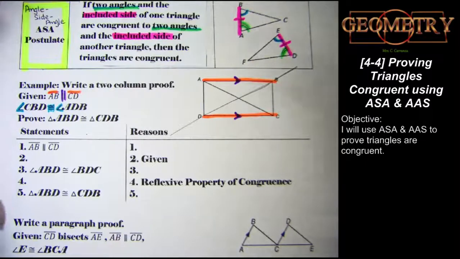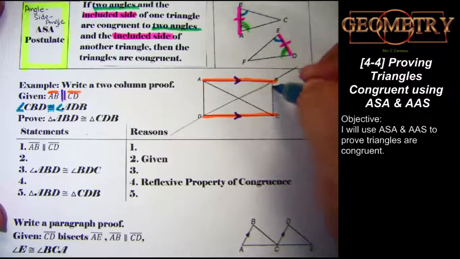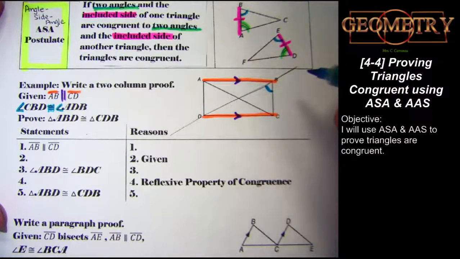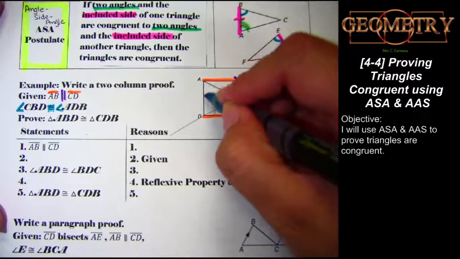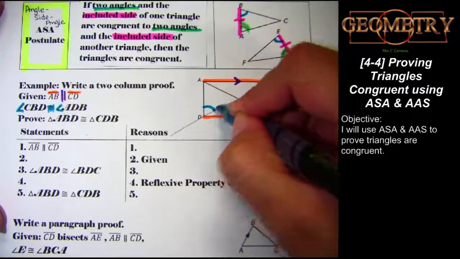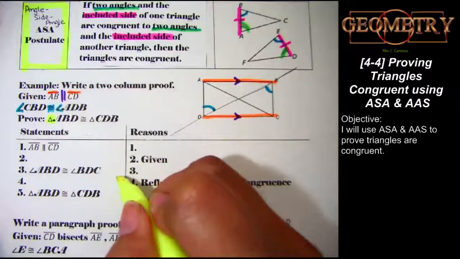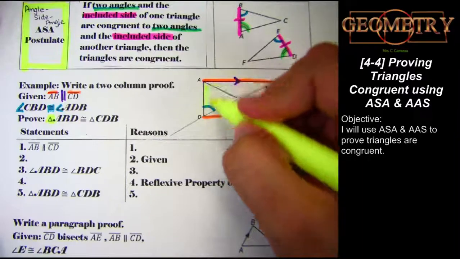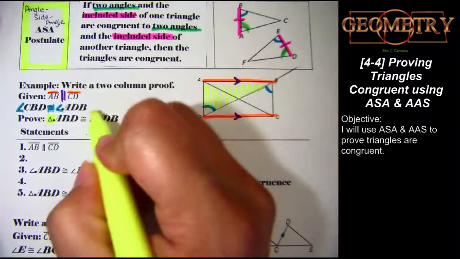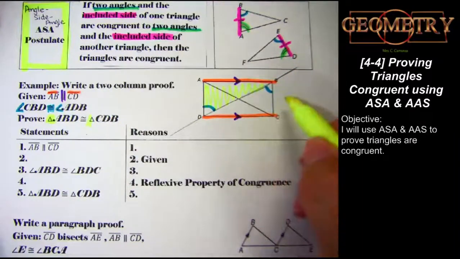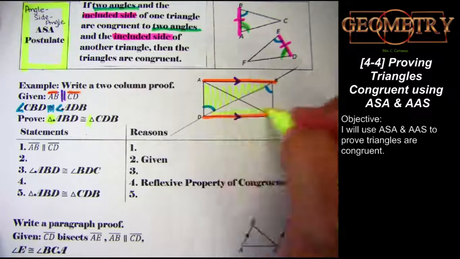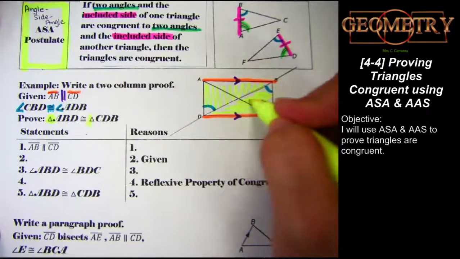And now I'm able to state that angle CBD, this angle right here, is congruent to angle ADB, this angle right here, because I have my auxiliary line now. All right, that's all I have. I need to use this information to prove that this triangle here, triangle ADB, is congruent to this triangle CDB, which is this triangle right here.